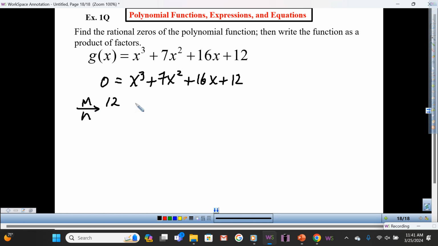12, that is correct, because that's the constant. And what is our leading coefficient, everyone? 1, or an invisible 1. There it is. Okay. So, plus, minus, let's find all the factors of 12. 1 times 12. 2 times what? 6. 3 times 4, and the rest repeat, yes? All right. And for the 1, it's just 1.